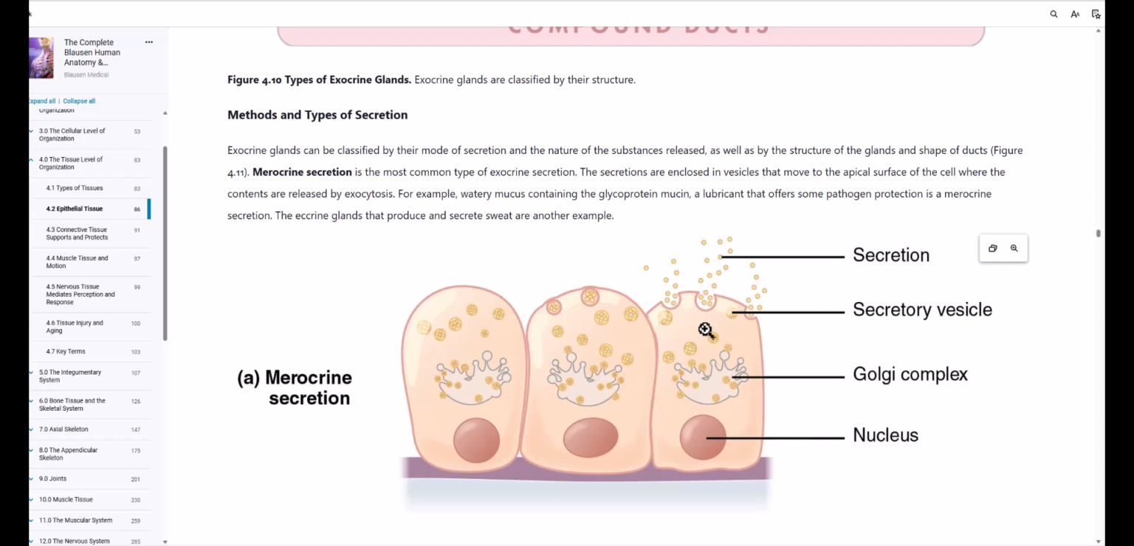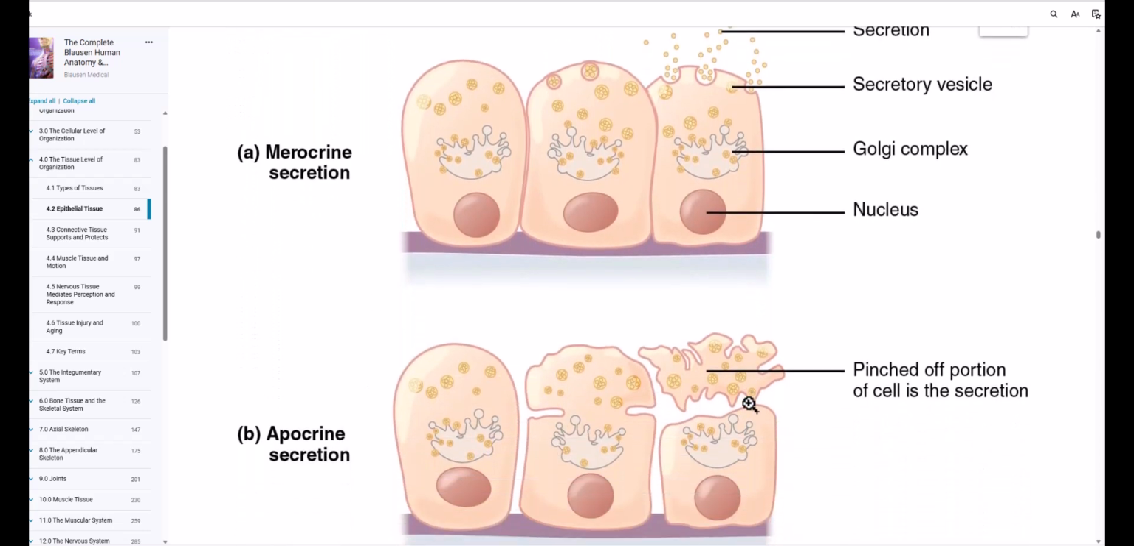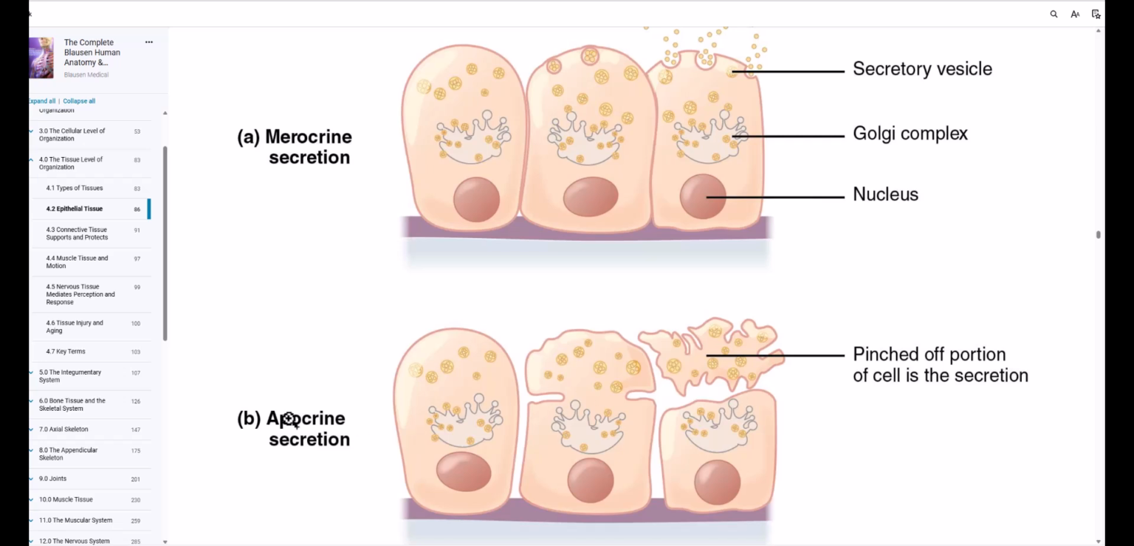Think of this as like spit, right? You're releasing something out of the body. Fine, that's merocrine. I'll come back to that in a moment. A second type of secretion is apocrine.